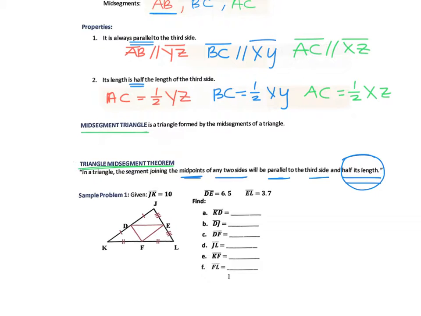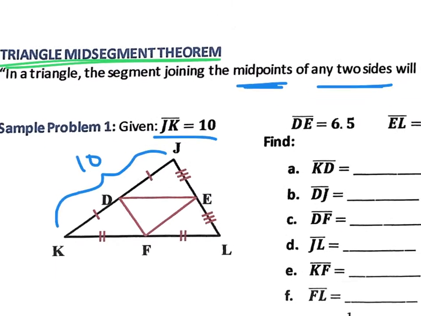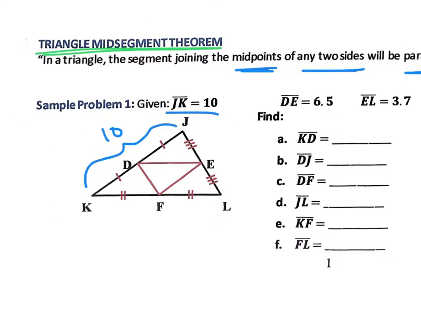So this first problem says, given that JK has a length of 10, so this here, JK, has a length of 10, DE is 6.5. I'm going to zoom in a little here. So this length here is 6.5. And then the third length, EL, is 3.7, and that's just representing this length here.